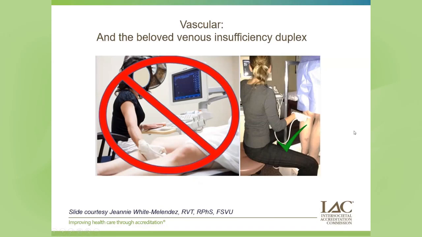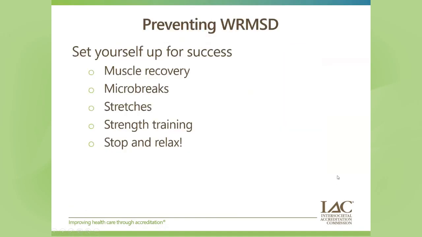And then this is from Jeannie with the venous insufficiency duplex exam. So thinking about getting some tools that can make it more ergonomically friendly, so you're not having to reach like this individual on the left, and with Jeannie and her example on the right here, where she's in a better position, maybe not as much with the neck, but otherwise getting after that and trying to give herself more of that neutral position. So set yourself up for success.